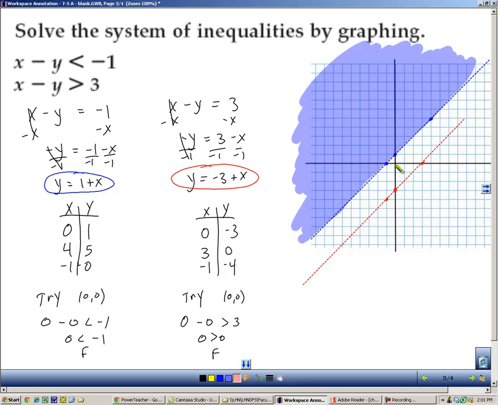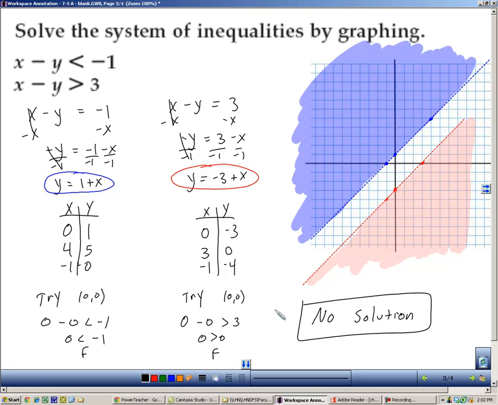So since 0, 0 is on the bad side, I'm going to shade the good side. So there you go. That's what my graph looks like. The last thing to do now is find where these two graphs cross over or overlap. In this case, they don't. So my answer here for this compound inequality is that there is no solution. There is no place on here where the two graphs overlap.